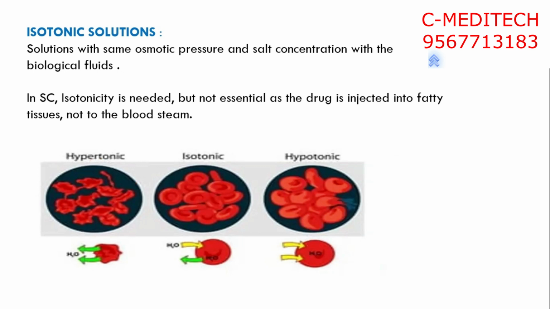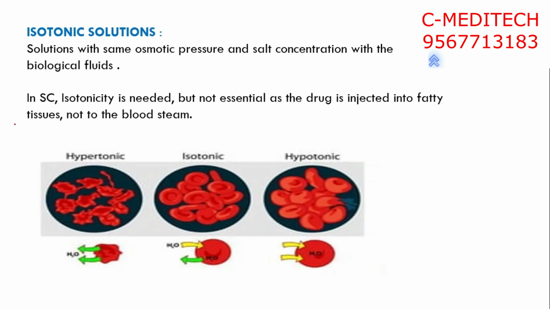fluids. Here, in a hypertonic solution, the RBC cells will shrink and crenation of these RBC cells will happen. And in the case of a hypotonic solution, the RBC cells will swell by absorbing the water from the solution, and after the maximum capacity they will burst. Therefore cell lysis happens. That is the problem that occurs with hypertonic and hypotonic solutions.